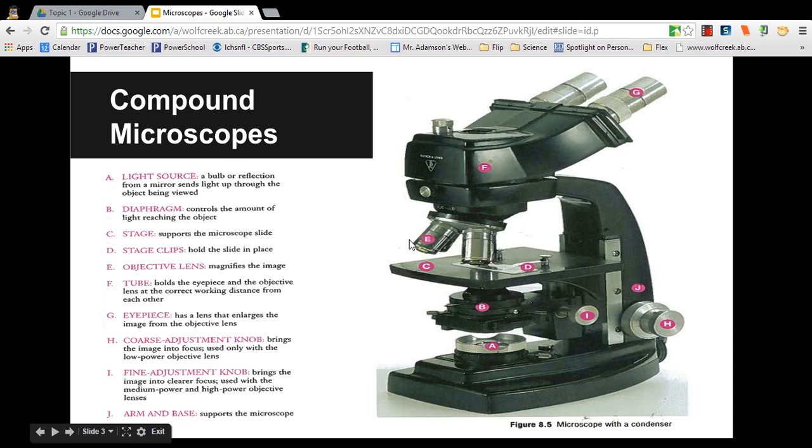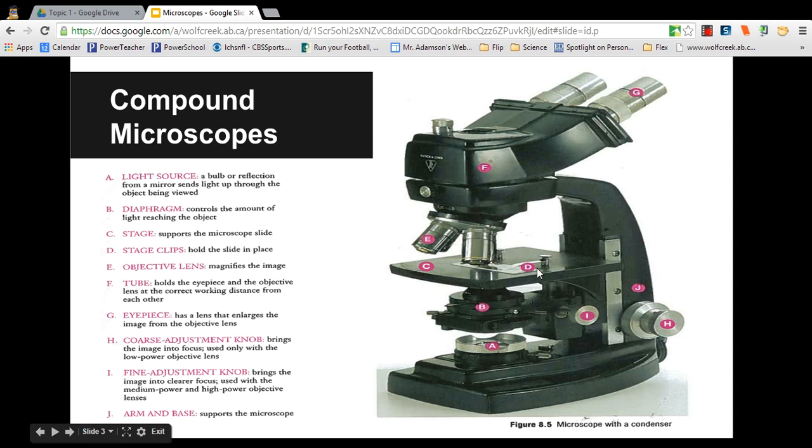Now you're going to have objective lenses that are low power, medium power, and high power. Low power usually magnifies something 40 times. The medium power usually magnifies something 100 times. And the high power objective mainly magnifies something 400 times.